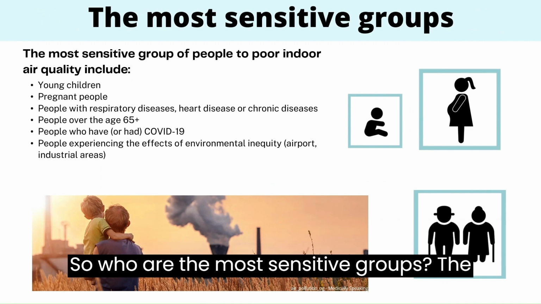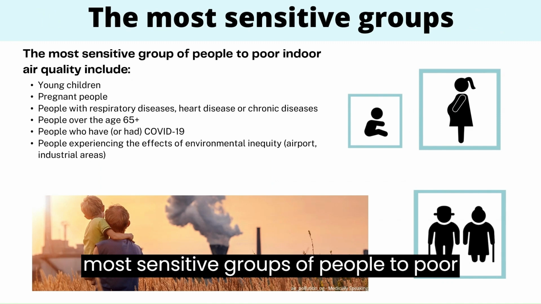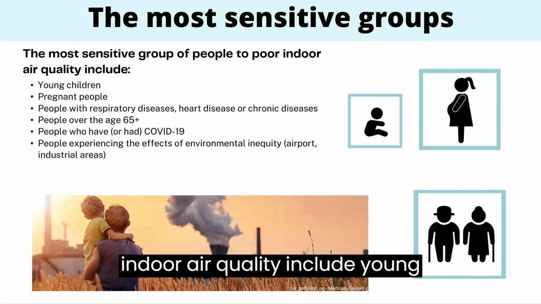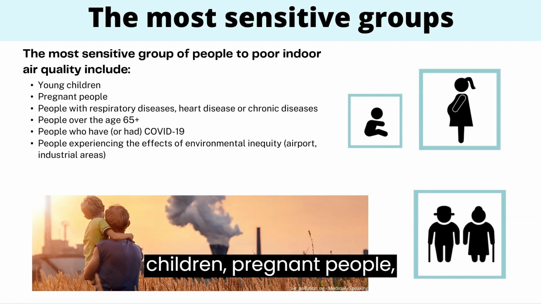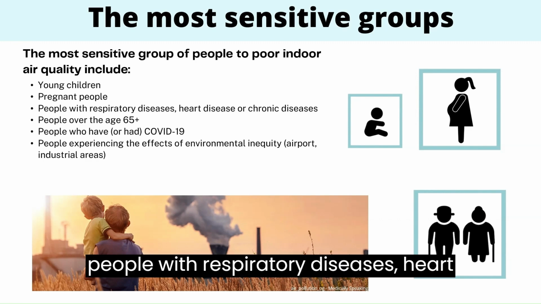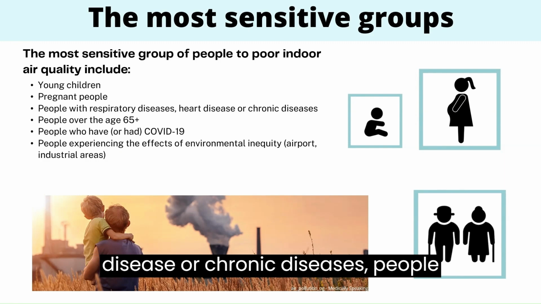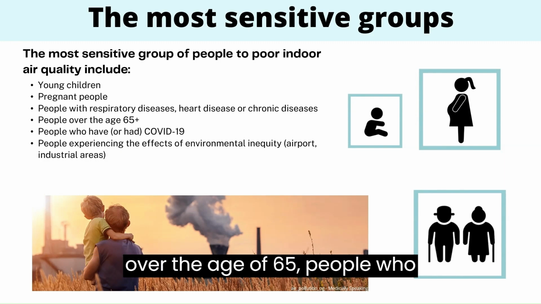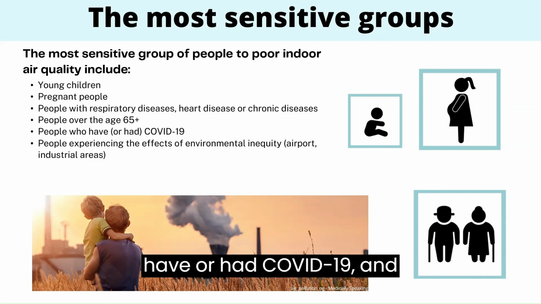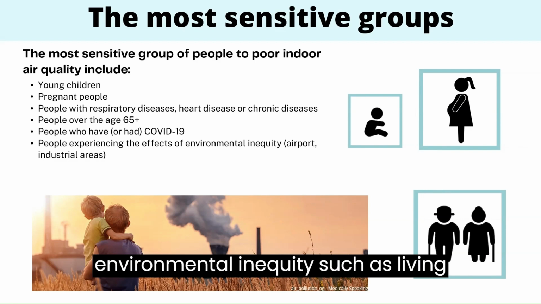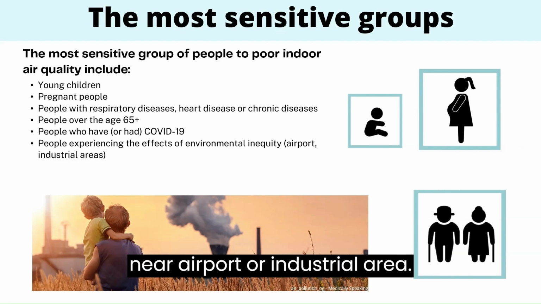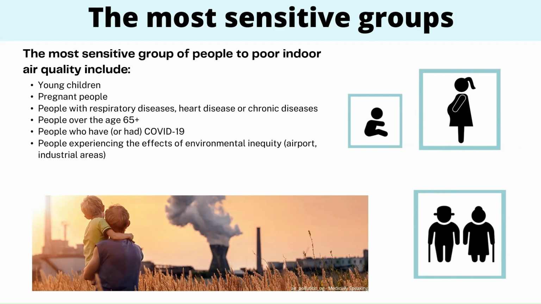So, who are the most sensitive groups? The most sensitive groups of people to poor indoor air quality include young children, pregnant people, people with respiratory diseases, heart disease, or chronic diseases, people over the age of 65, people who have or had COVID-19, and people experiencing the effects of environmental inequity, such as living near an airport or industrial area.